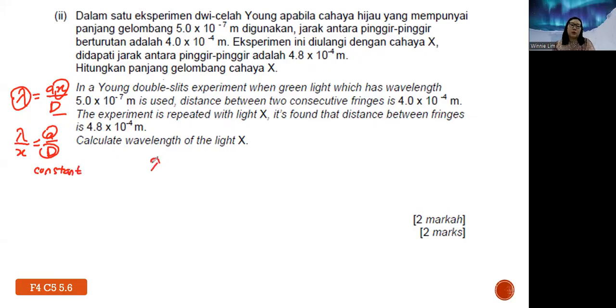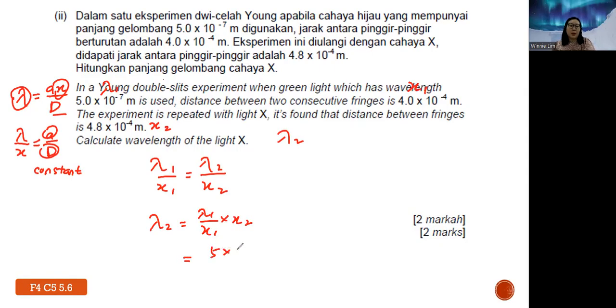So basically, you can straight away use this idea, lambda 1 over x1 equals lambda 2 over x2. Okay, so I assume the green light is lambda 1, and this one is x1. Then this is x2. Then they want you to find lambda 2. So I rearrange until lambda 2 is basically lambda 1 over x1 times x2. Okay, then you sub accordingly.